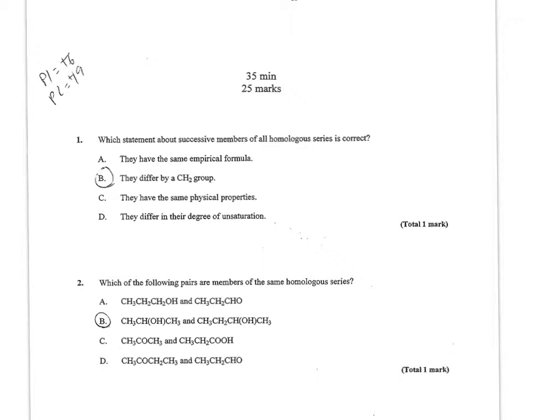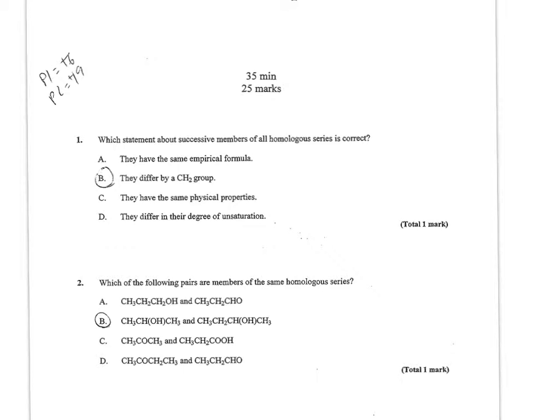Welcome. In this video, I'm going to go over the solutions to the 10.1 mini quiz. So this was over homologous series and functional groups and some basic naming stuff, along with structural isomers. So question number 1 says, which statement about successive members of all homologous series is correct?